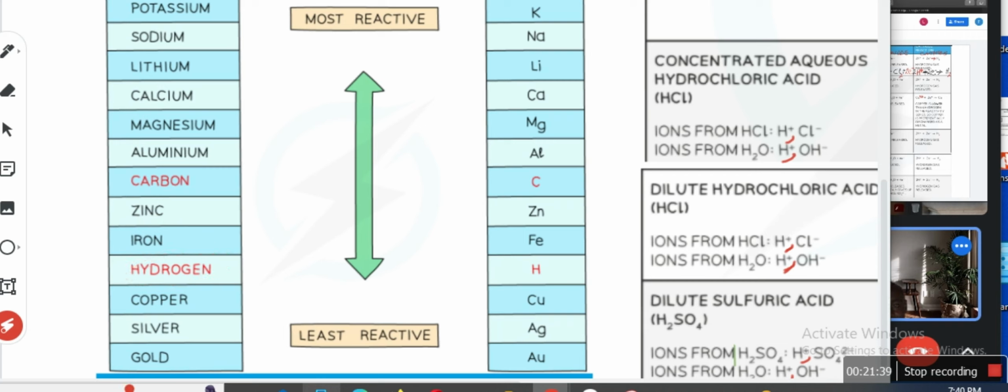Which one is the most reactive one in this list? Potassium. Most of these precious metals like silver and gold are so unreactive. That's why they don't tarnish easily, they don't get oxidized easily. Copper, silver, gold look virgin, they glitter, because they are not very reactive. That's why they are precious metals.